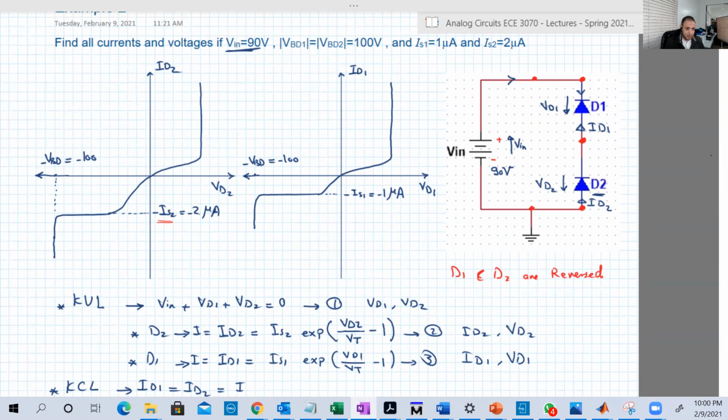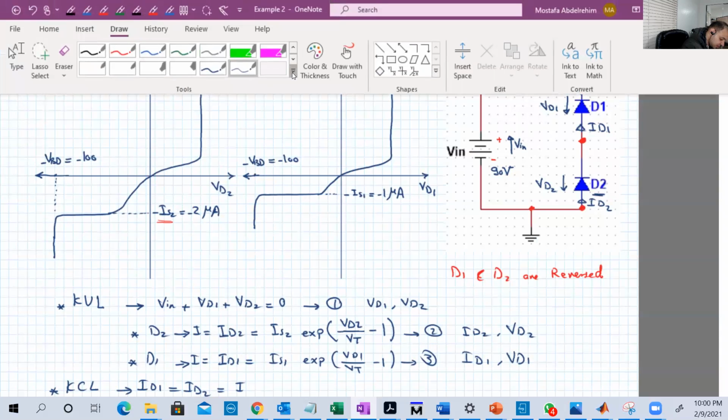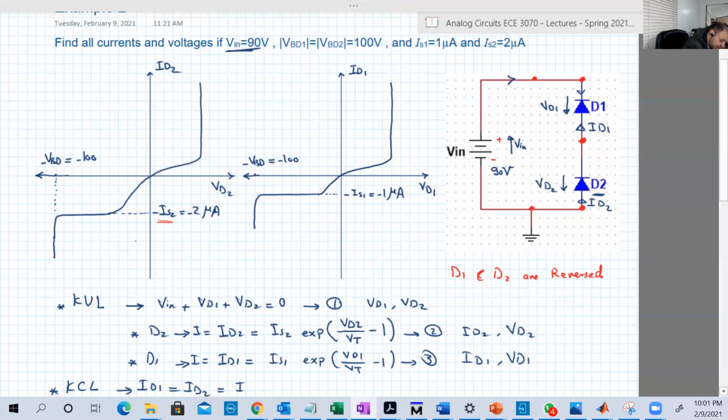Let's think for a moment. The first thing we did here is that we analyzed our circuit and we discovered that D1 and D2 are reversed. So basically we are working in that region. D2 is reverse and D1 is also reverse. This is what the connection of the circuit is telling us.